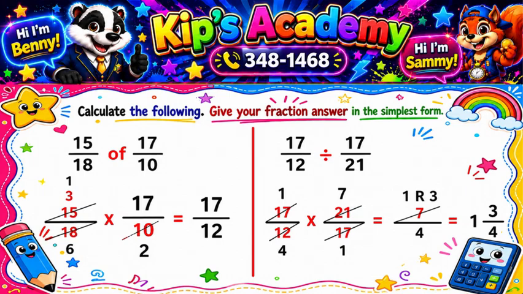That's 7 over 4, which is an improper fraction, so we have to turn it into a mixed number. 4 could go into 7 one time with a remainder of 3. Therefore our answer will be 1 and 3 over 4.